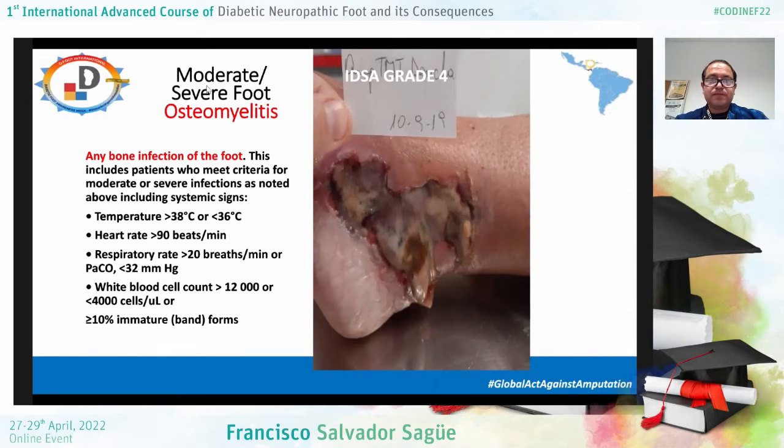Grade 4, moderate or severe foot infection, any bone infection of the foot. This includes a patient who meets criteria for moderate or severe infection, with or without systemic signs.